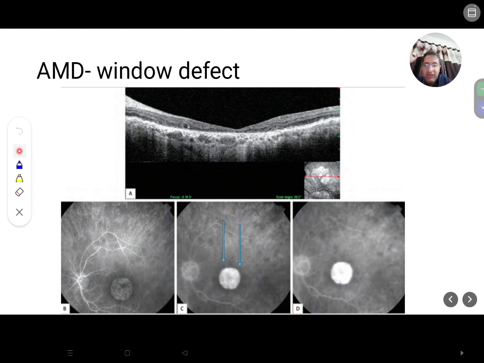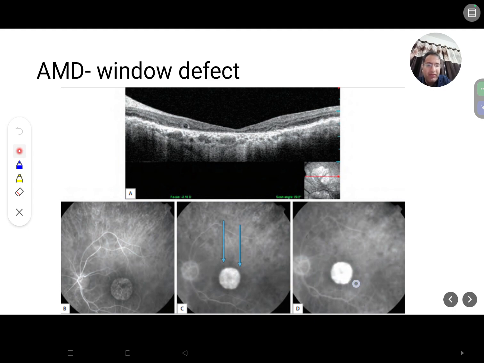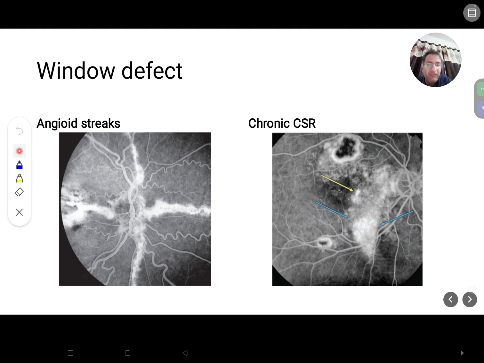So this is the window defect in which the choroid is getting filled with the hyperfluorescence, and this choroidal hyperfluorescence keeps on increasing with time, but the size of the lesion does not increase. So this is the example of hyperfluorescence increasing in intensity with time with no increase in size because of the RPE defect, that is the window defect.